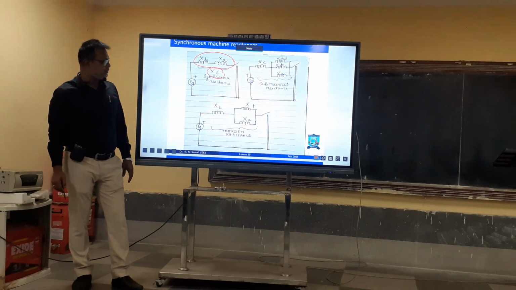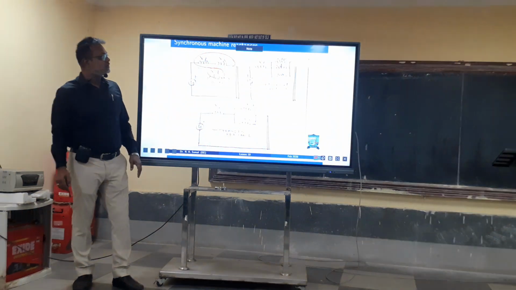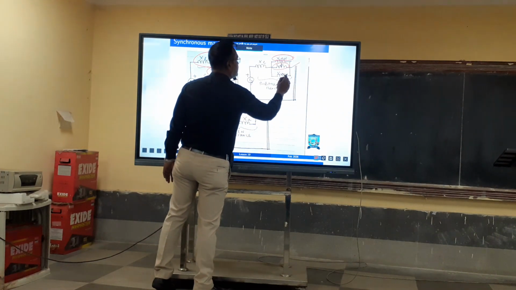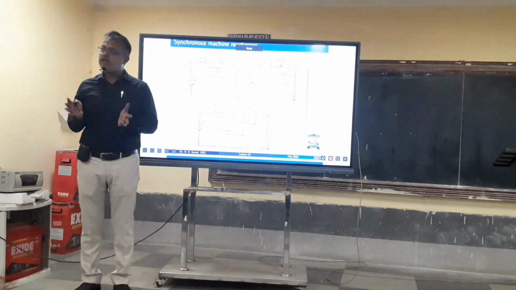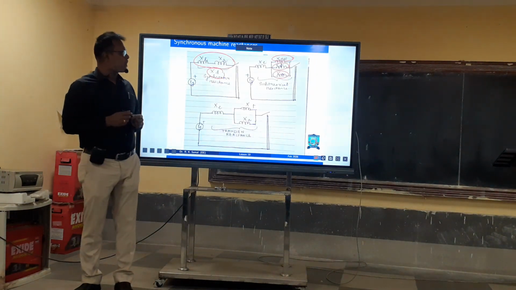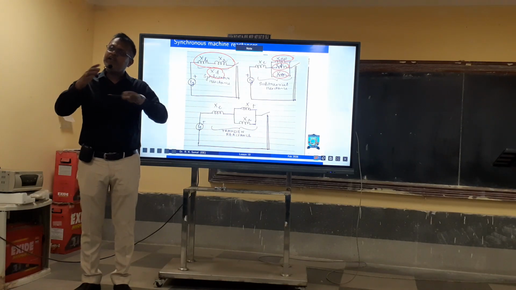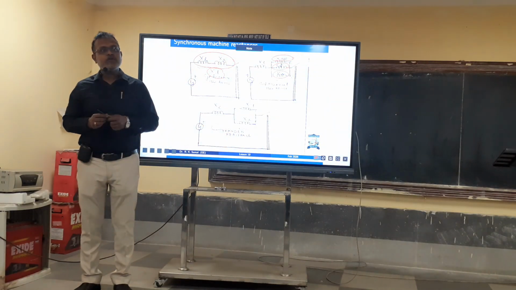However, initially during the fault, the damper winding reactance, the field reactance, and the armature reactance come in parallel. Somehow they come in parallel. So that means field winding reactance and damper winding reactance, which are completely separate entities, suddenly come into picture during the initial period of the fault.